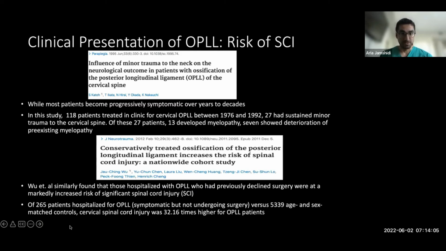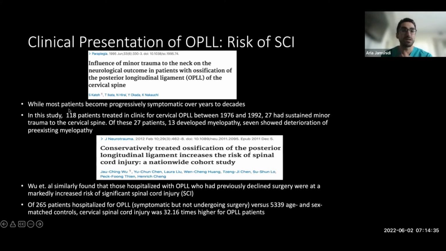While we talked about the clinical presentation, I think it's also important to be aware of the fact that these patients may run the risk of developing spinal cord injury, even from minor sustained trauma. So while you may have the large preponderance of patients presenting with these signs and symptoms of gait instability or numbness and paresthesias in their hands or legs, patients also can present with spinal cord injury, and this can be due to just minor trauma.